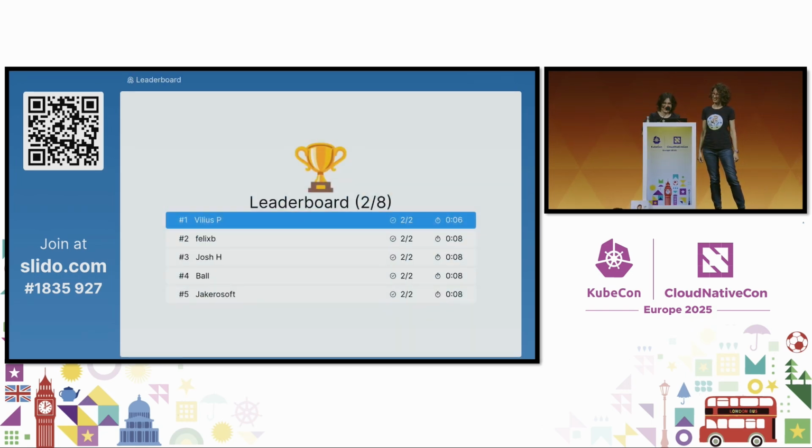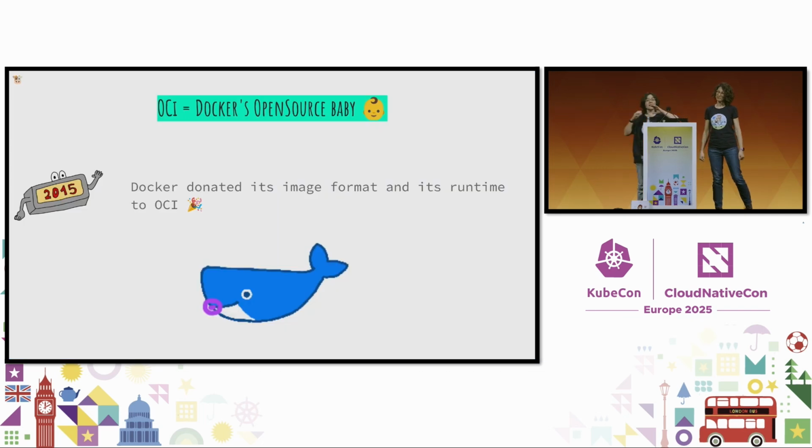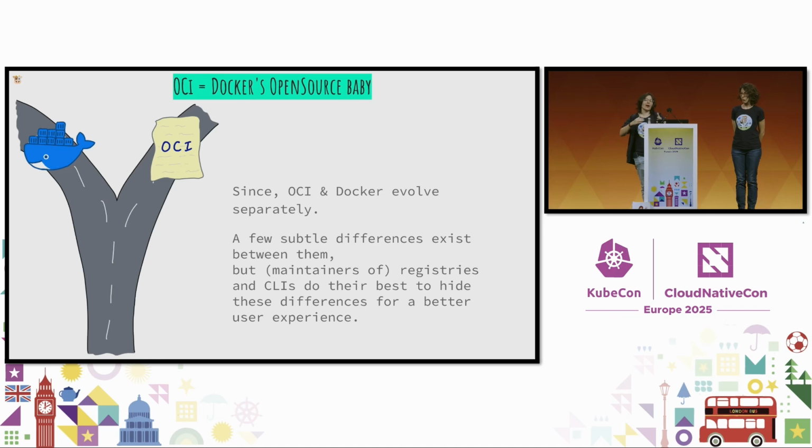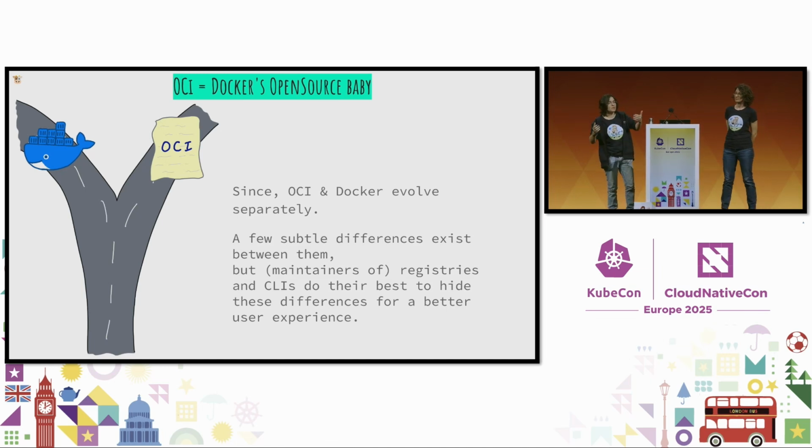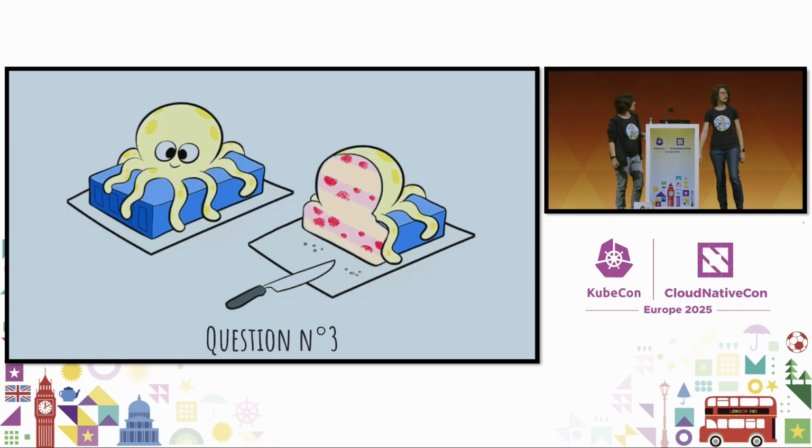In 2015, Docker donated its image format and its runtime to OCI. Since then, Docker and OCI evolved separately with a few differences, but the tools like Docker, Podman, Skopeo, Crane do their best to hide these little differences.